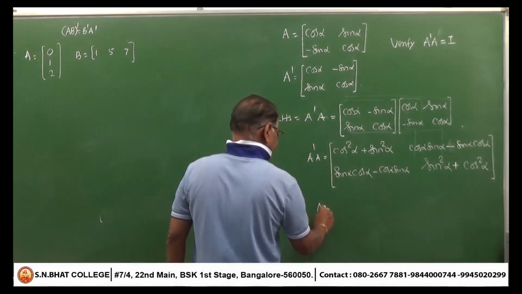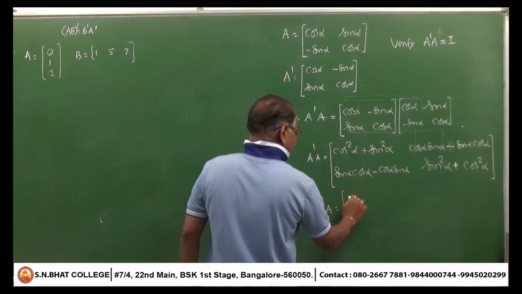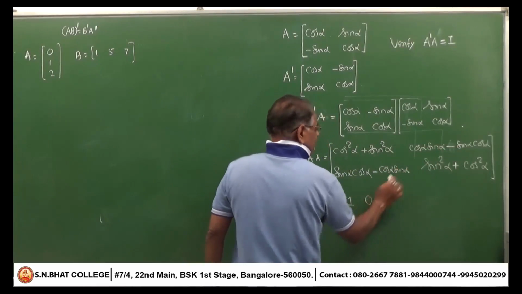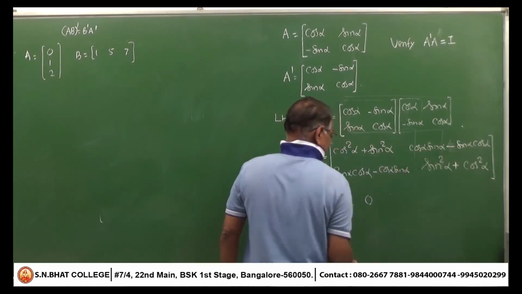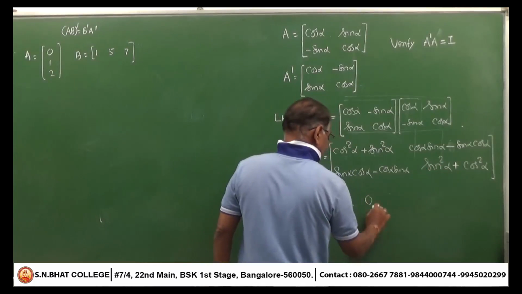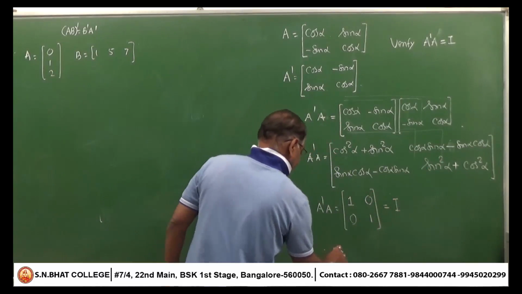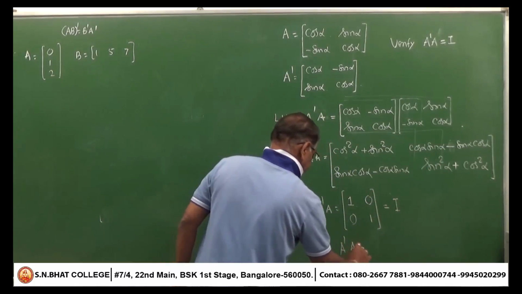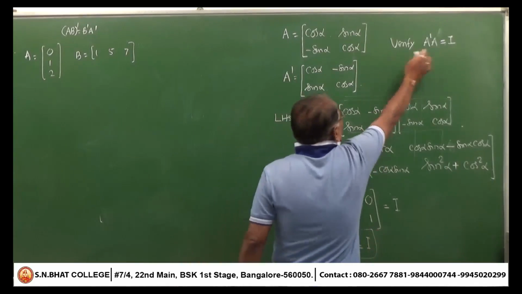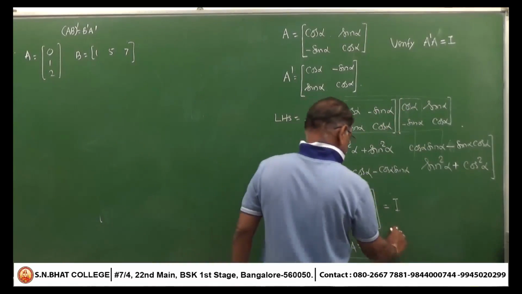Therefore, A transpose into A is equal to cos square plus sin square, which is 1. Cos alpha sin alpha minus, this is plus, this is minus, they get cancelled. Again sin square plus cos square is 1. It is nothing but an identity matrix I. Therefore, A transpose into A is equal to I. Hence verified.